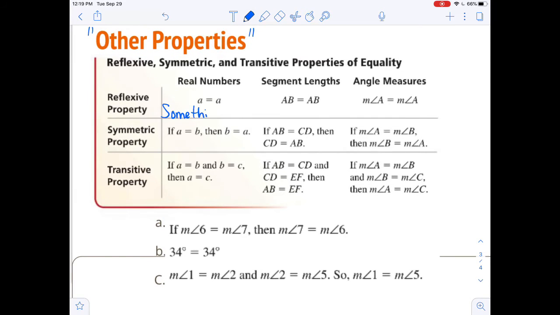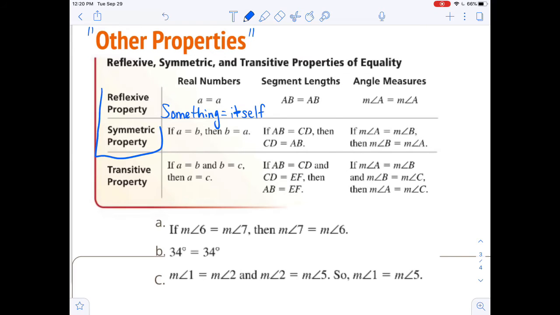Whatever that thing is, it could be a number, could be an angle or a distance, but something is equal to itself. So A equals A, 5 equals 5, 29 degrees equals 29 degrees, measure of angle A equals measure of angle A. And the reflexive property, what you'll notice is that it's the same exact thing on both sides. So exactly what you see on the left side is the same as what you would see on the right.